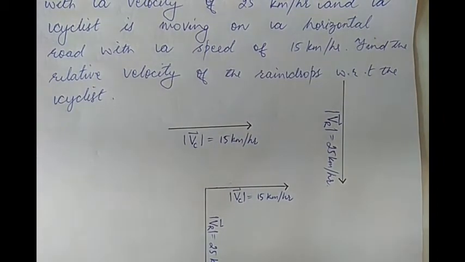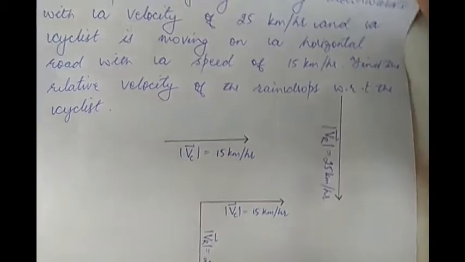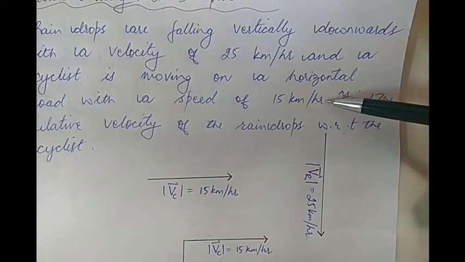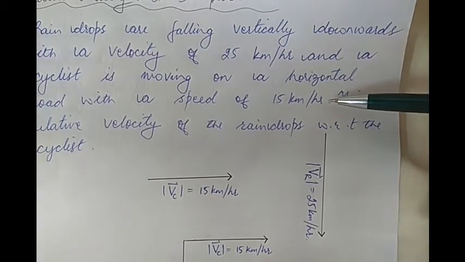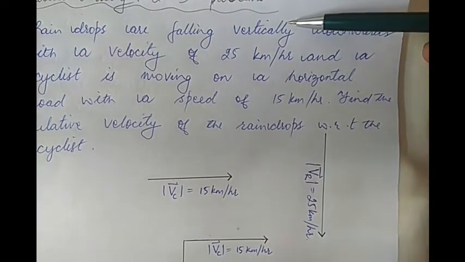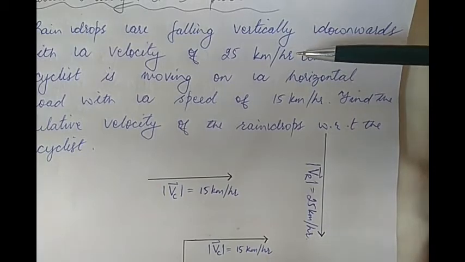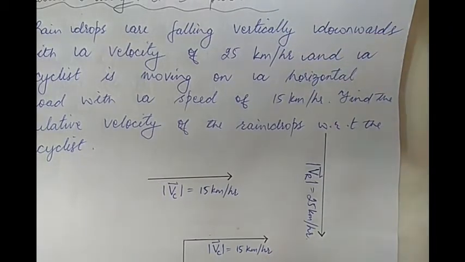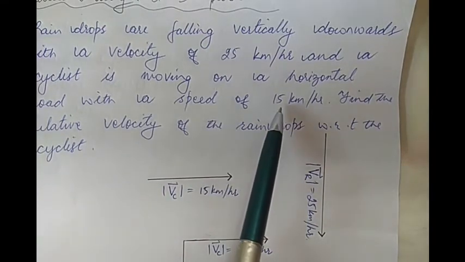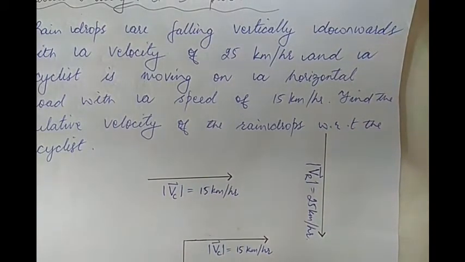Remember that. Also, these velocities that are given, the velocity of the raindrops being 25 kilometers per hour and the speed of the cyclist being 15 kilometers per hour, these velocities are with respect to a stationary man or with respect to the ground, remember. That is, when a stationary man looks at the raindrops falling, he sees the raindrops falling vertically downwards and with a velocity of 25 kilometers per hour. Likewise, when the stationary man looks at the cyclist, he sees the cyclist moving along the horizontal with a speed of 15 kilometers per hour.